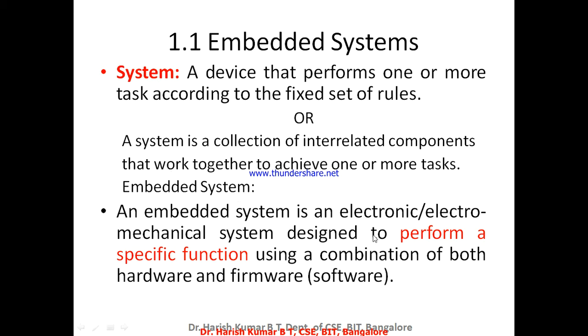An embedded system is an electronic or electromechanical system designed to perform a specific function using a combination of both hardware and software. When I say software, it is a firmware. That means you cannot reprogram it. So it is software which is permanently stored and cannot be reprogrammed. It's purely an electronic system, or sometimes it can also be an electromechanical system. Why do we say electromechanical? When I take robotics, I cannot say it is only electronics. It involves the mechanical components also, where too many gears and things are involved. The electronic or electromechanical system is designed to perform a specific function.